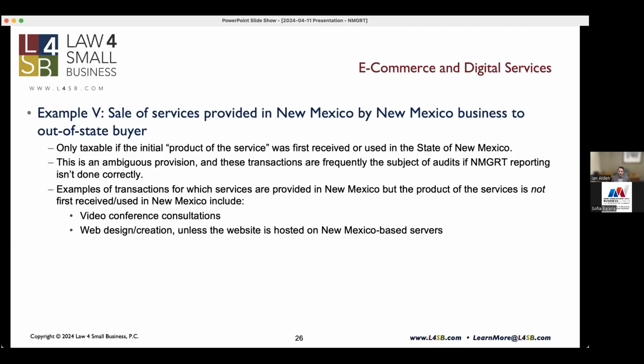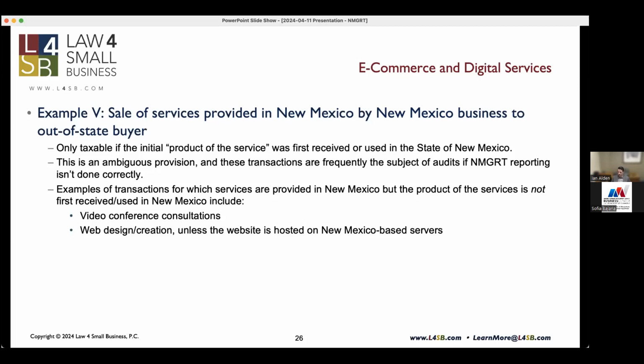If I am providing a machining service to a Wisconsin company with a New Mexico branch, or some kind of activity here in New Mexico, and I'm doing the work and I'm delivering it to them in New Mexico, they're using it in New Mexico, even if they are technically a Wisconsin taxpayer. And so that would be taxable.